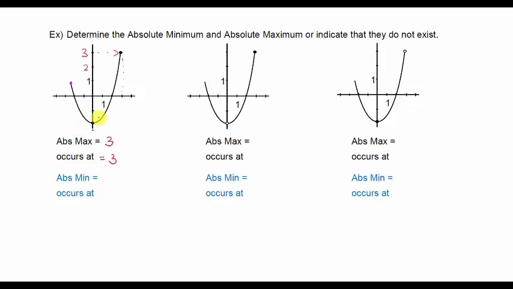And you do have an absolute minimum since this value right here is the smallest y value among all other y values. So the absolute minimum will be, what is that value? -2. And where is that happening? It's happening when x is equal to 0. So it occurs at x equal 0.